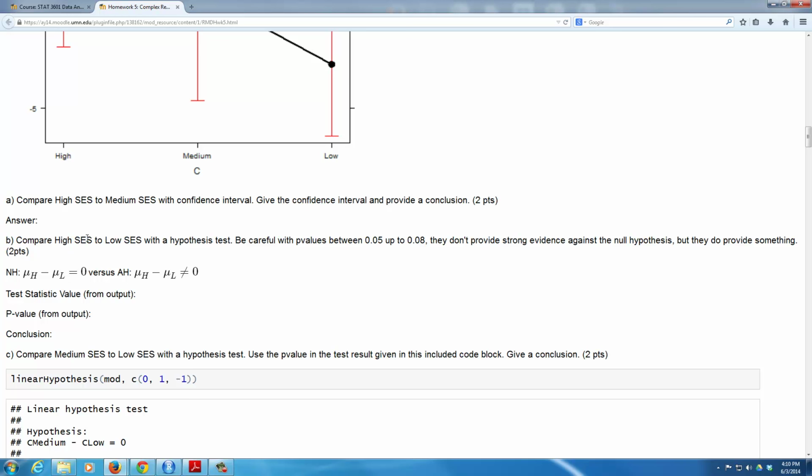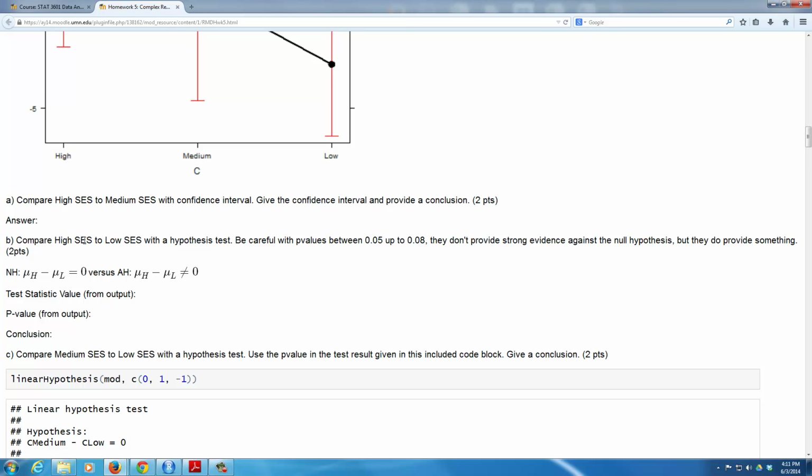Part B, compare high social class to low social class with a hypothesis test. Please be careful about p-values that are kind of small. I don't want you to just dismiss them as not significant. I think there is some evidence for smallish p-values in this range, so please don't dismiss them. They provide some evidence to doubt the null hypothesis. I want you to carefully state that.